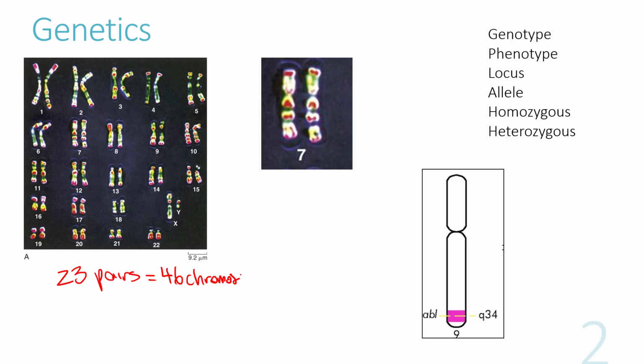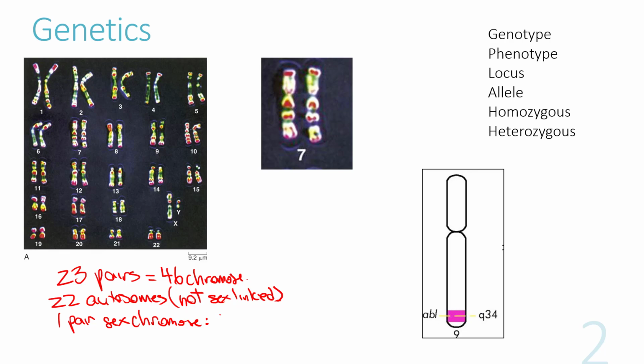So just to start off with, we know that the normal human cell has 23 pairs of chromosomes, and out of the 23 pairs, you have 22 autosomes, and autosomes are basically not sex linked, and then you have one pair of sex chromosomes. And normally with sex chromosomes, either you have two X's or you have an X and a Y. The two X's are found in females, and males have an X and a Y.